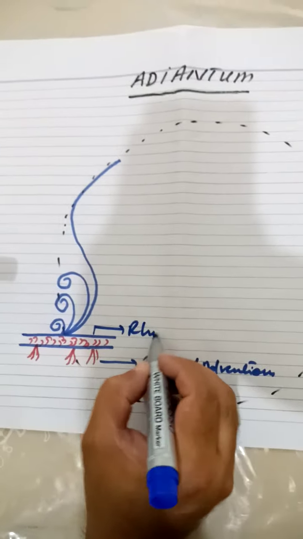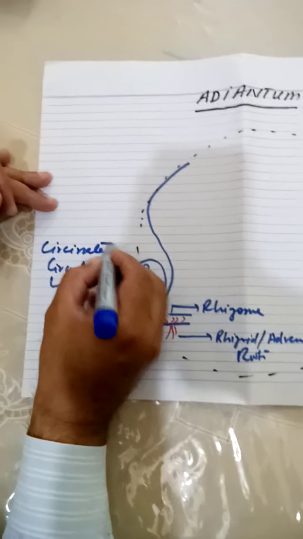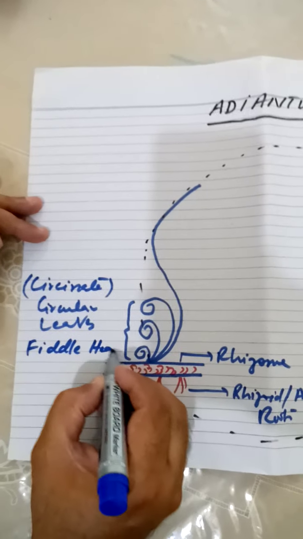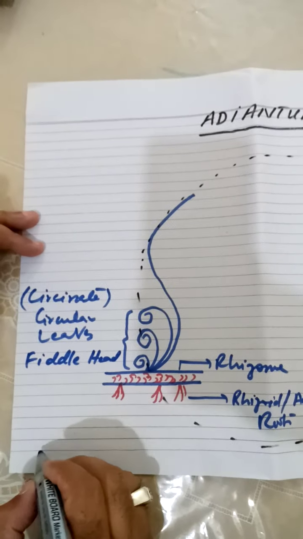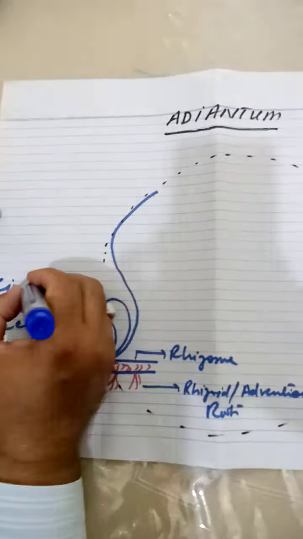Circular leaves, which show circinate vernation, and their head is called a fiddlehead. Fiddlehead means like a musical instrument, like this one. That is the shape of the musical instrument. The musical instrument is a fiddle, so these are called fiddleheads. But the black color also indicates the hairy structure of the maidenhair plant.